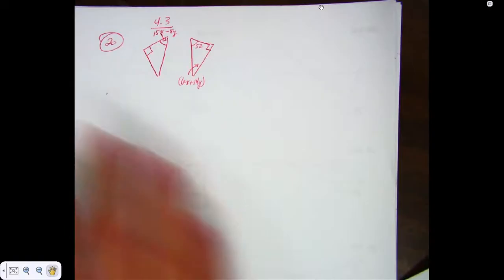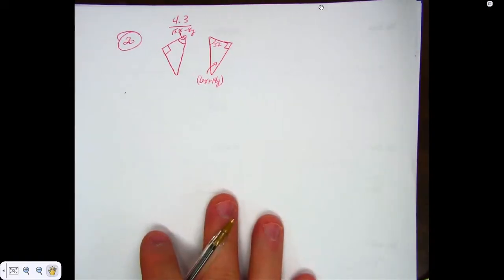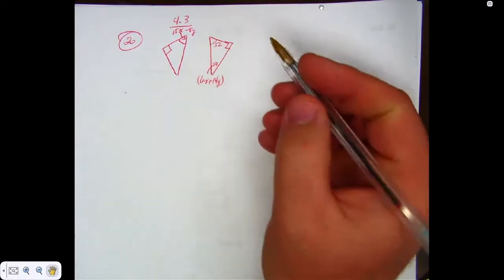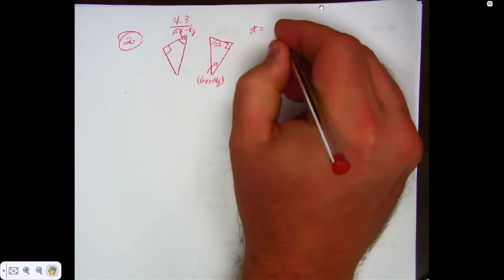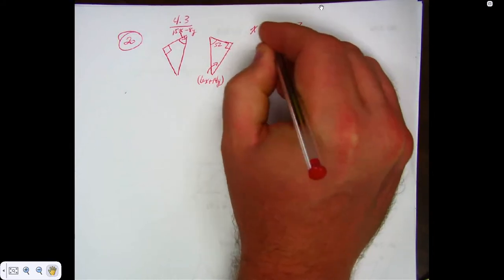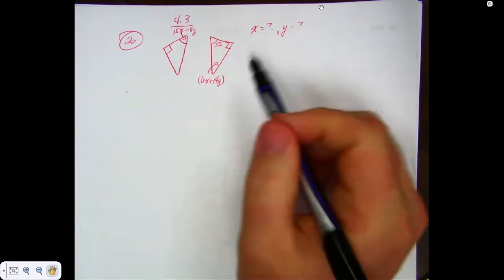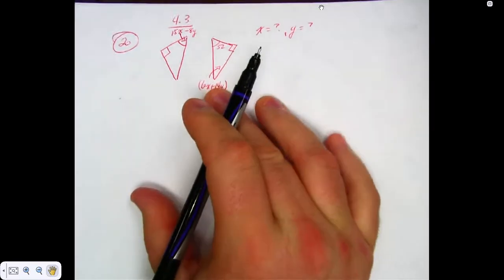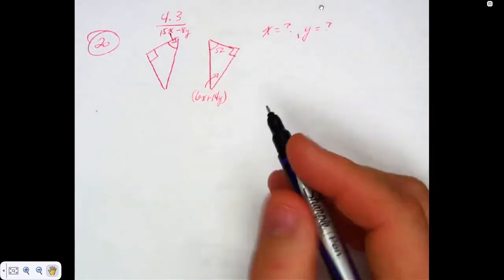Okay, this is number 20 on 4.3. Now, we need to find x and y. That's what they want us to find. Now, this one is difficult because the algebra is difficult.